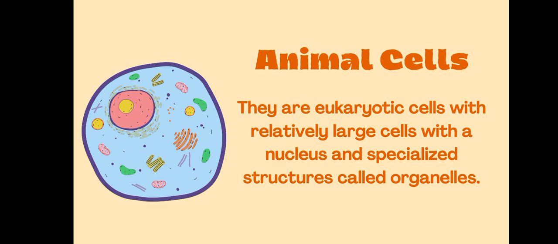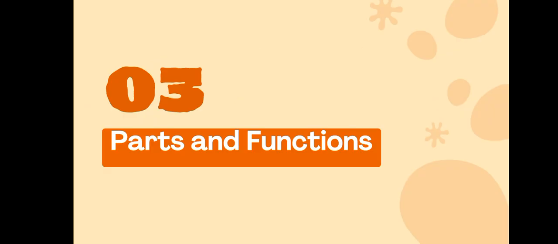So animal cells are eukaryotic cells. It means that they will have a nucleus. They are eukaryotic cells, relatively large, with a nucleus and specialized structures that are called organelles. So students, now let's move towards our third topic, which is parts and their functions.